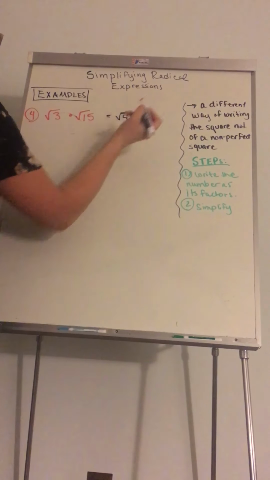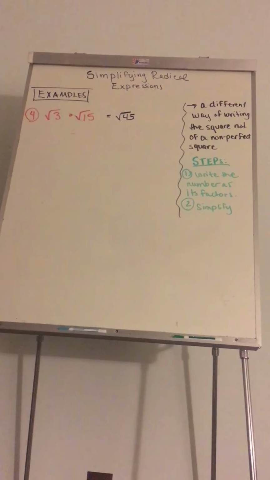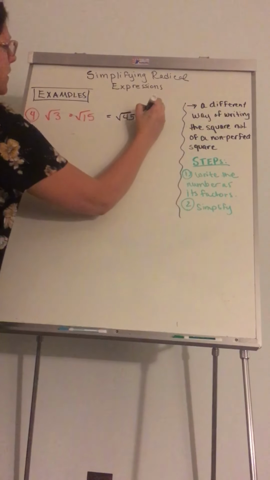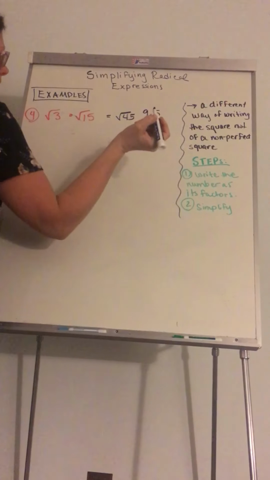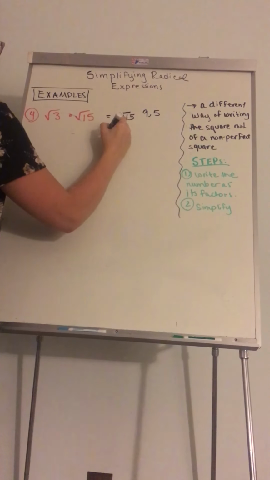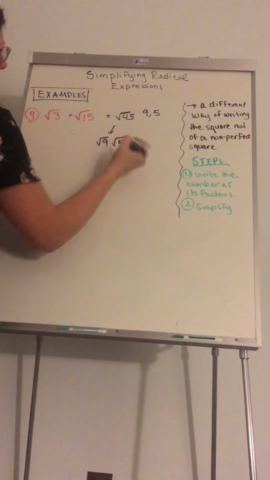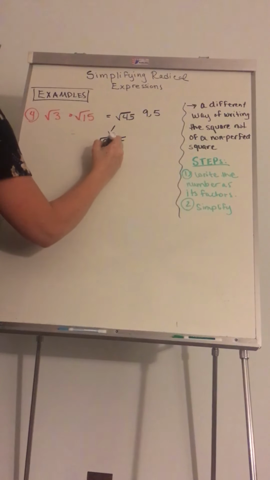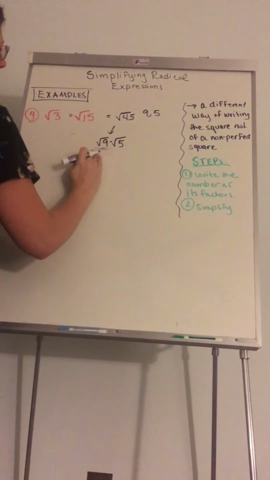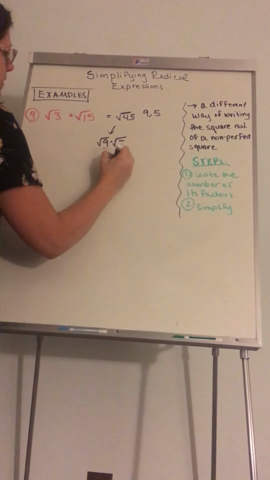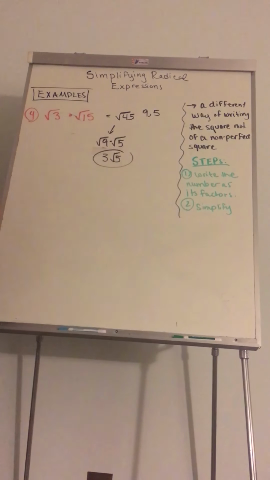Now I'm going to follow the steps that I did before, where I try to find two factors where one of them is a perfect square. And I think I found that. I've got 9 and 5, because 9 times 5 is 45. So what I end up with is the square root of 9 times the square root of 5. That simplifies down, the square root of 9 is 3, times the square root of 5. And that's it.